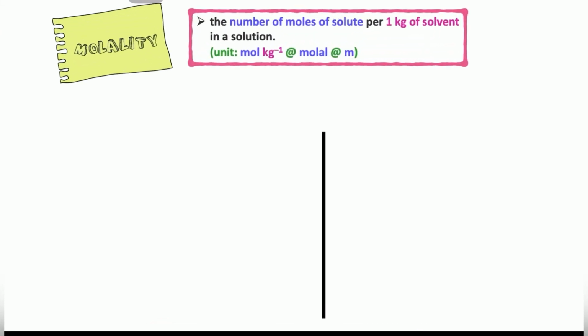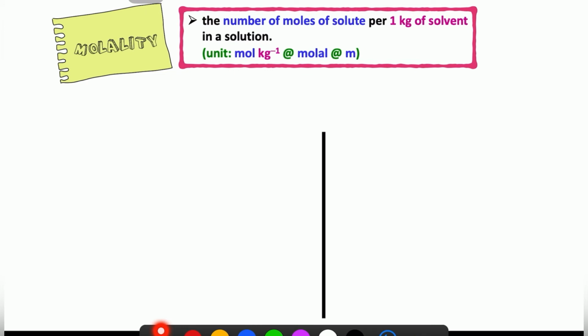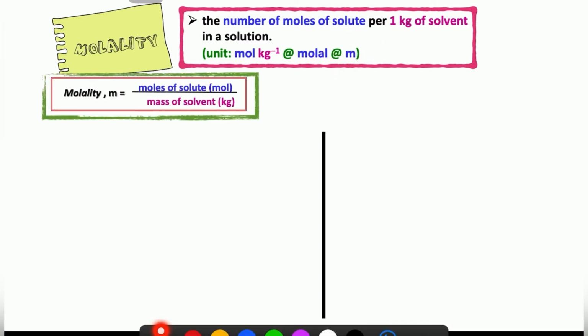Molality. Molality uses the number of moles of solute, still the same as molarity, but in molarity it is per volume of the solution. For molality, it is per 1 kilogram of the solvent in a solution. So per mass of the solvent, not solution. And the unit is mole per kilogram, or molal, or small letter m. This is the formula of molality: moles of the solute divided by mass of the solvent, which must be in kilograms.